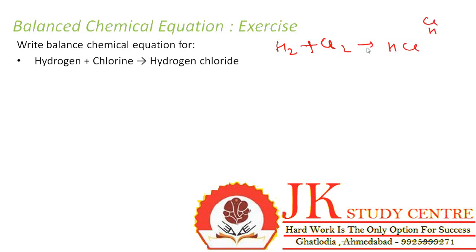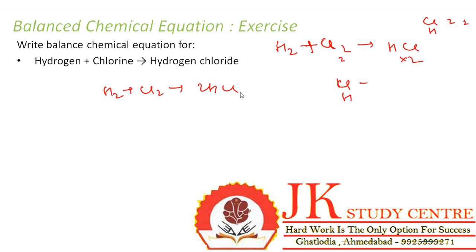So the order will be first chlorine and then hydrogen. Correct. So chlorine, if you see there are 2 chlorine atoms, there is only 1 chlorine atom here in product. So let's multiply this guy with 2. So what you get is H2 plus Cl2 is equal to 2HCl.